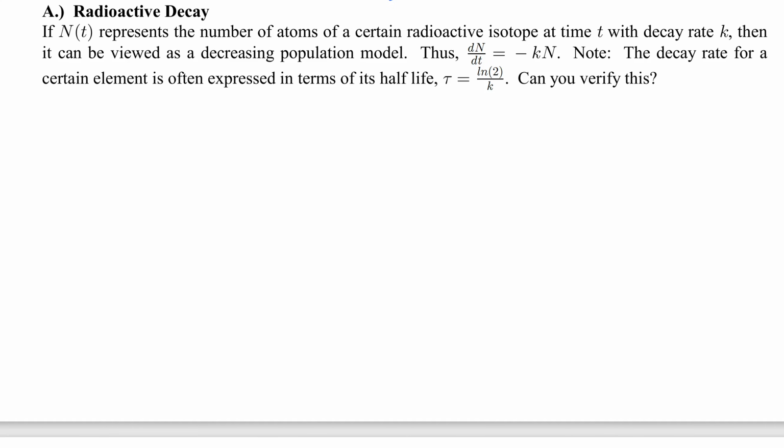If we have a radioactive isotope, then the number of atoms should be decreasing, right? Because the atoms dissolve into their subatomic particles and the amount of the substance that you have actually decreases. The decay rate will be constant k. Then it can be viewed as a decreasing population model.